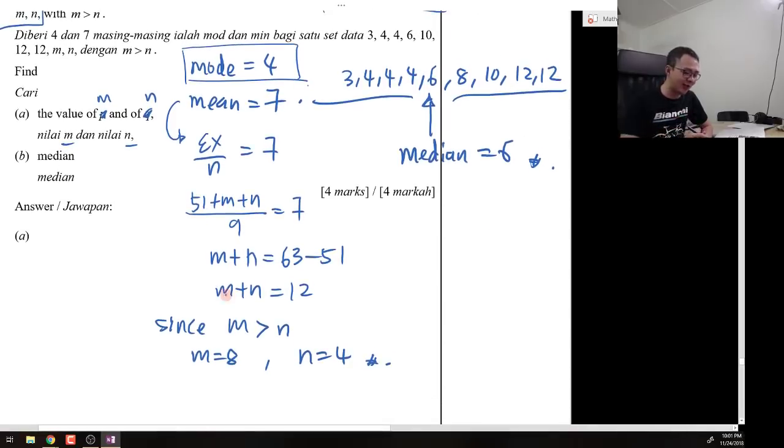Okay, m and n cannot be 7 and 5 because they say mode is 4. Mode is 4, that means m and n, one of them must be 4 already. If you don't have 4 anymore, then 4 will not be the mode anymore.